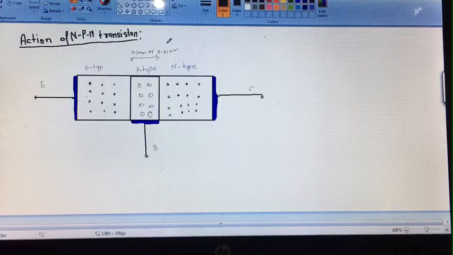Now, in the absence of biasing, that is, when we have not applied any potential in the emitter base circuit, the current flowing through the collector base would be very small.